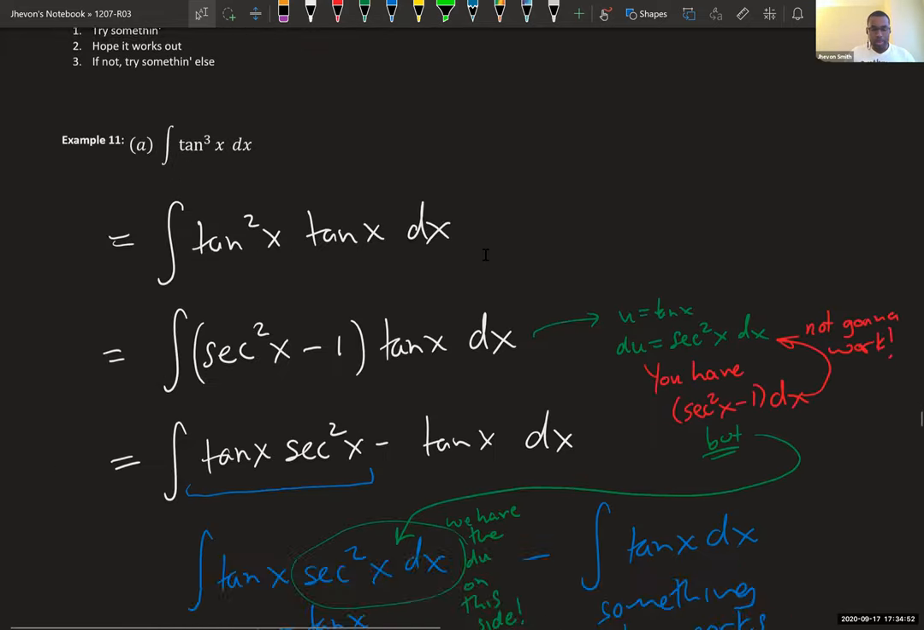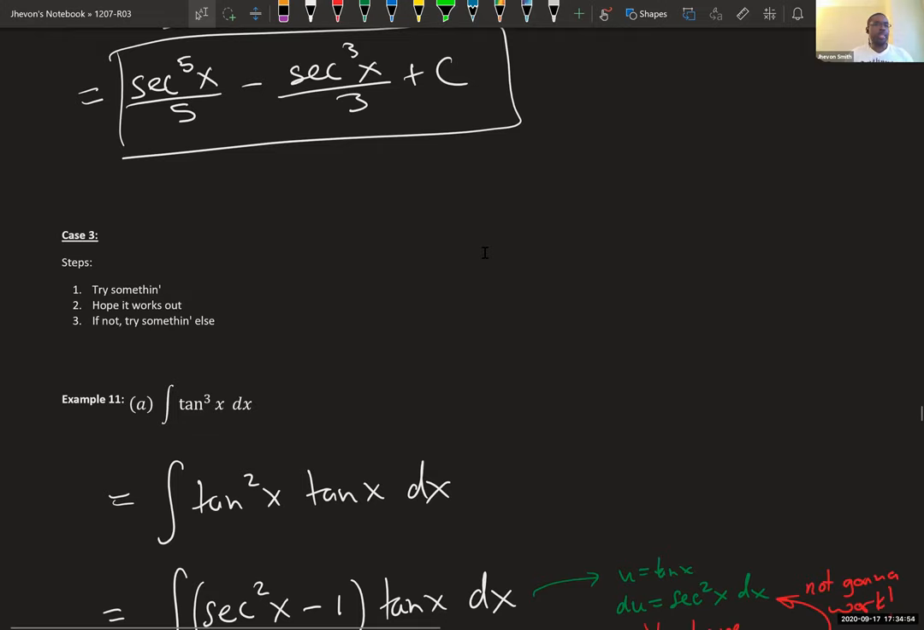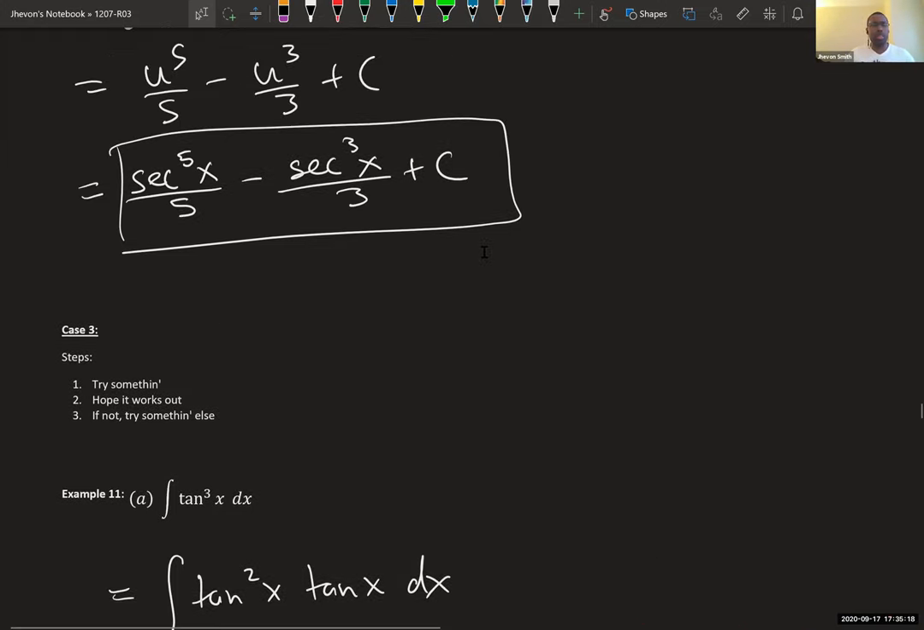Case three was the most interesting one, of course, where basically the steps are: you try something, hope it works out, and if not, you try something else. Secants and tangents in and of themselves start to get more complicated a lot quicker. With sines and cosines, it's not that bad. We pretty much have a handle on every possible situation you're going to get into with whole number powers. We even looked at some examples where we didn't have whole number powers and we still figured it out. Secants and tangents are a little more challenging.